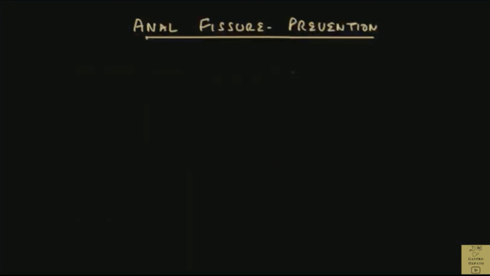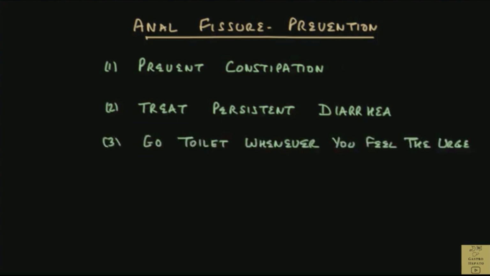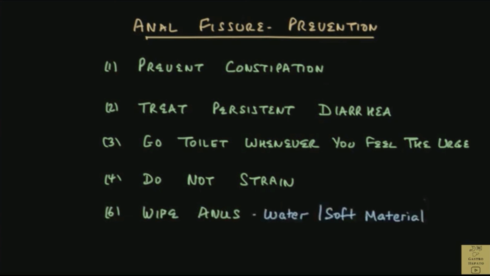How can anal fissure be prevented? Firstly, prevent constipation by ensuring adequate intake of fiber and fluid, and by doing regular exercises. Treat persistent diarrhea. Go to the toilet whenever you feel the urge. Do not strain in the toilet or sit in the toilet for too long. Wipe anus with water or soft material. Avoid rough toilet paper.